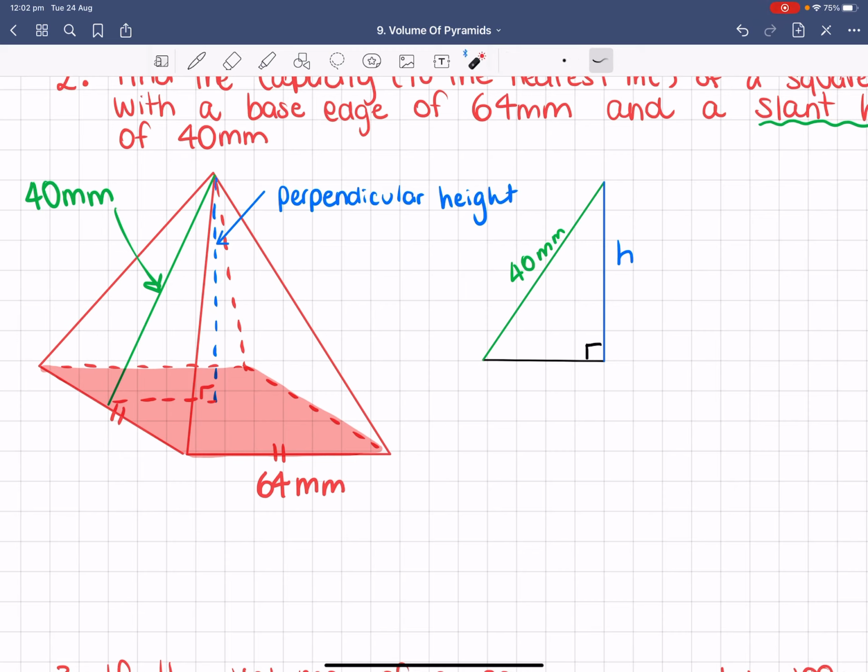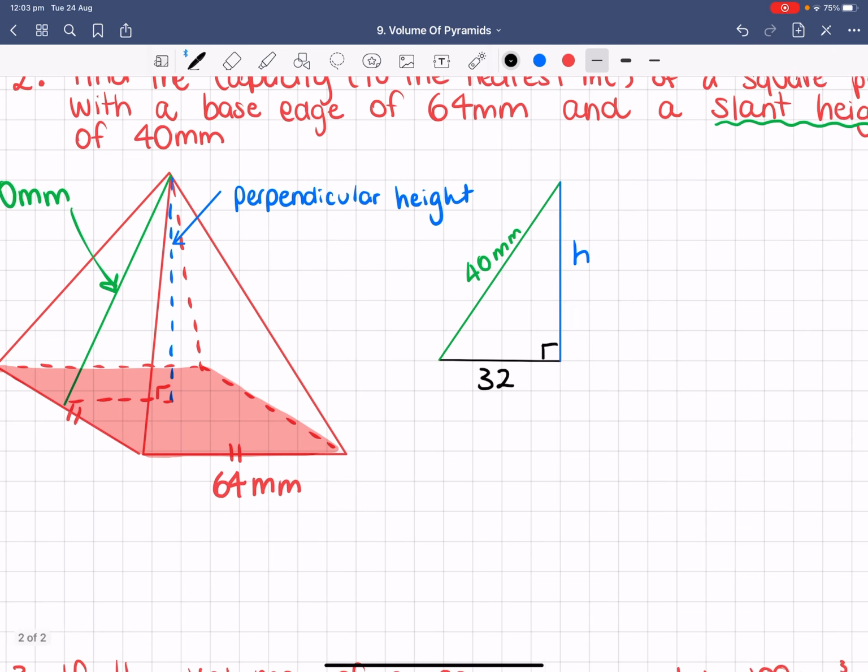So we can use Pythagoras' theorem to work out what this length is going to be. And for that, we're going to need this length across the bottom. Remember I told you the perpendicular height drops from the top directly into the center of the base, which means that this length must lie in exactly the middle. So if that's 64, because it's a square, that's also 64, that means the length between there and there has to be 32. And using that information, we can now find out what the h is going to be.